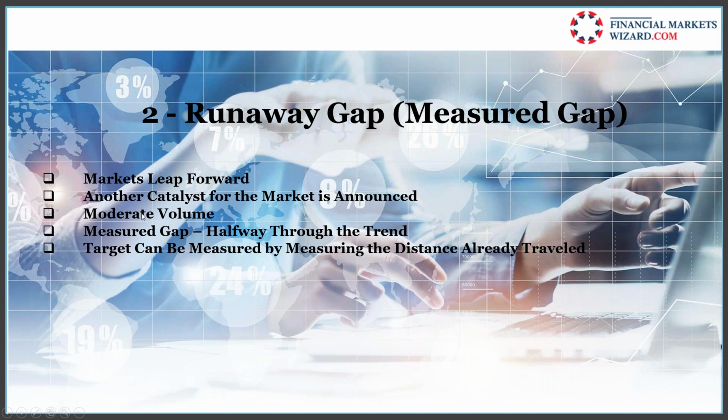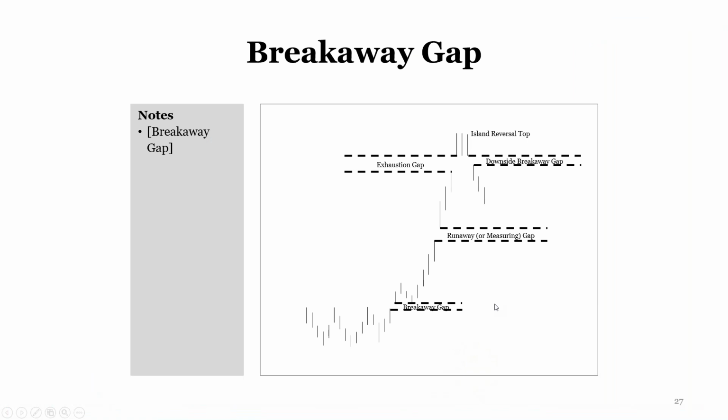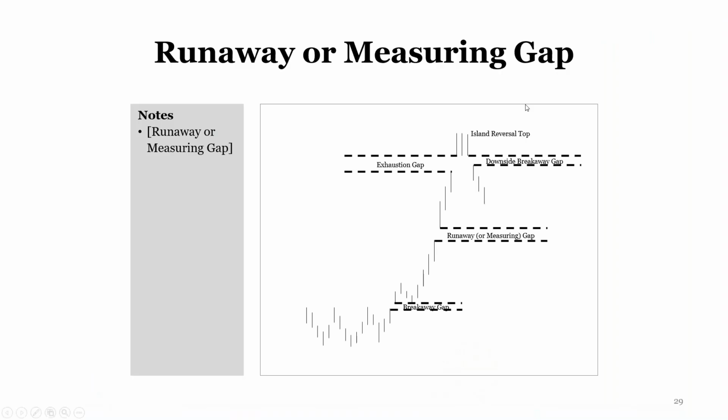So the runaway gap has a moderate volume. The volume is lower than the breakaway gap. And it's called measured gap. I'll explain through the chart why it's called measured gap. And the target can be measured by measuring the distance already traveled. So let's look at it. This is a breakaway gap, runaway gap. So let's assume this is 103 from here.